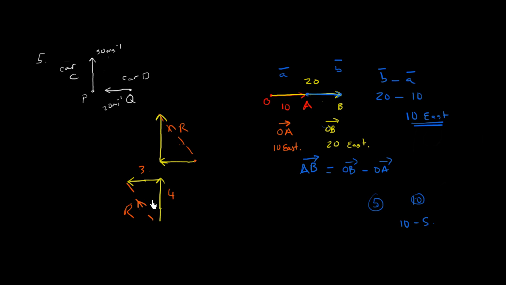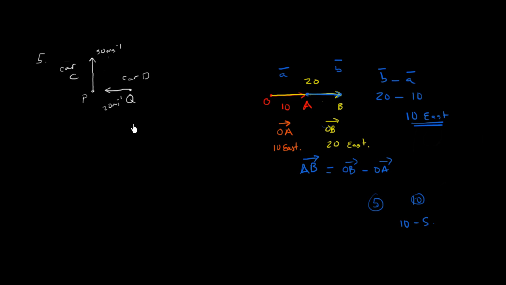Then this would be size 5, because 3 squared plus 4 squared is 5 squared. And similarly, if this was 3 and that was 4, this would also be 5. Okay, and this angle would be the same as that angle there, and this angle here would be the same as this angle here to the vertical. So that's just a little bit of recap about adding vectors, so you should know all of that already.